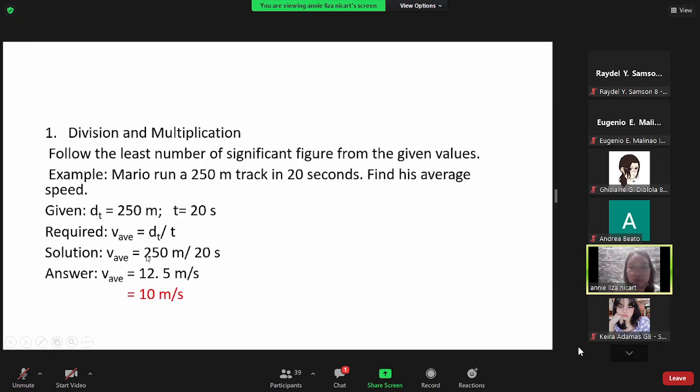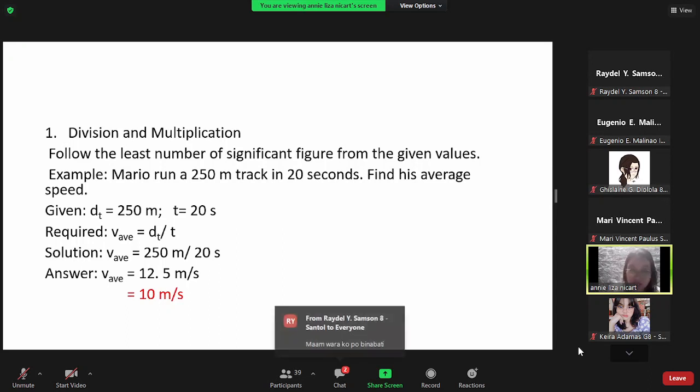So if you use your calculator, the answer will be 12.5 meters per second. Now, 250 meters. How many significant figures are present? 3? How many? 2. Okay, so only two. 2 and 5 are the significant figures in this value. The 0 is not significant. So 250 meters has 2 significant figures.